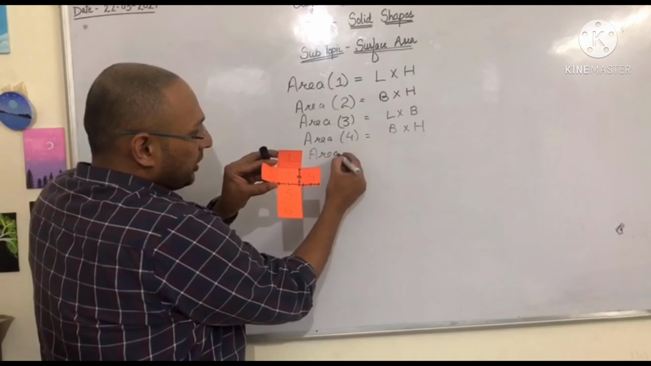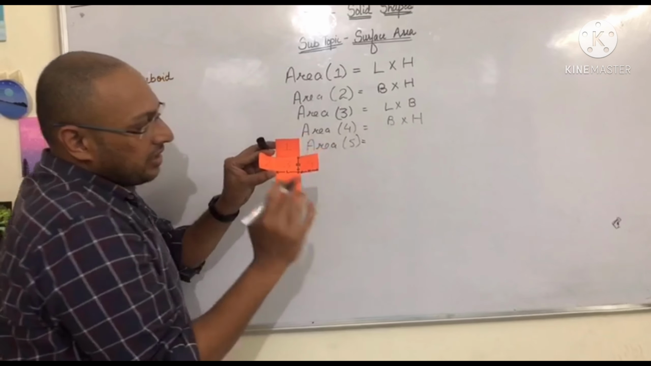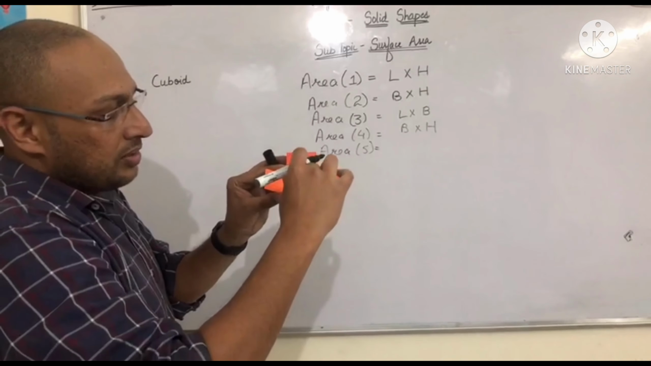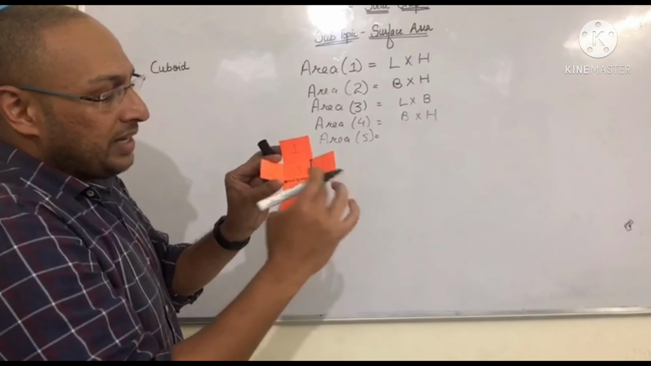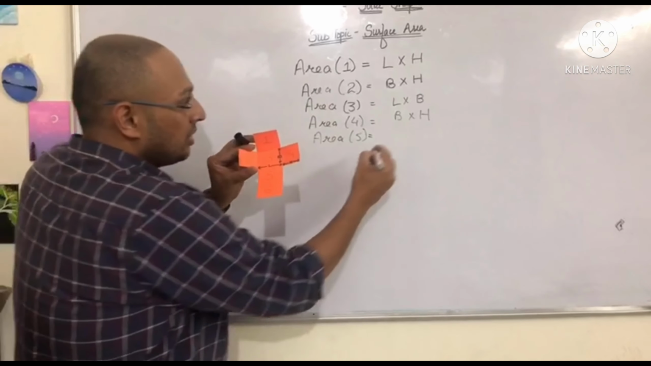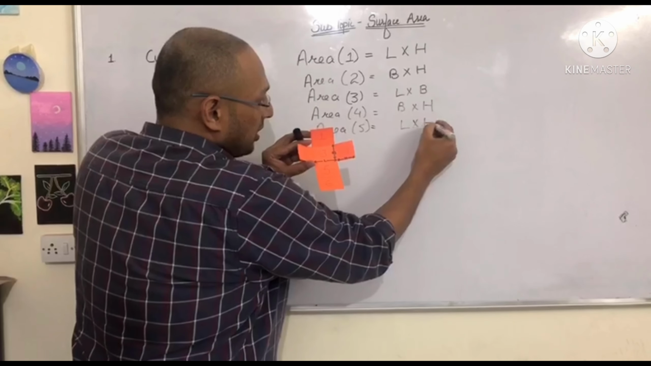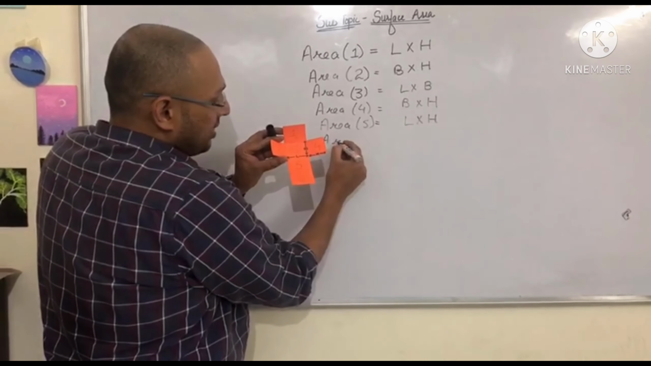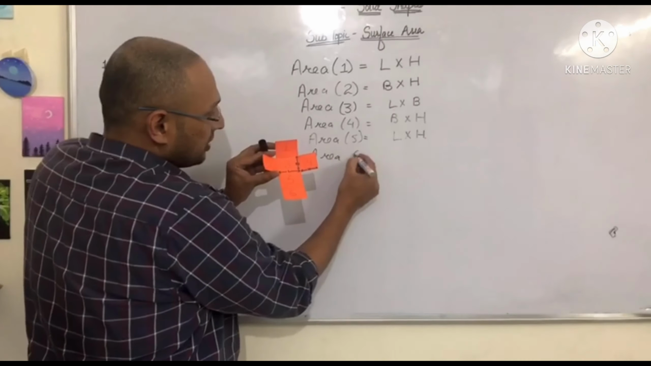Similarly, we'll calculate the area of 5. This is how 5 would be folded up, so it would be length into height. So L into H. And area of 6 would again be length into breadth. When we are talking about the total surface area, that would include the area of all the six faces.